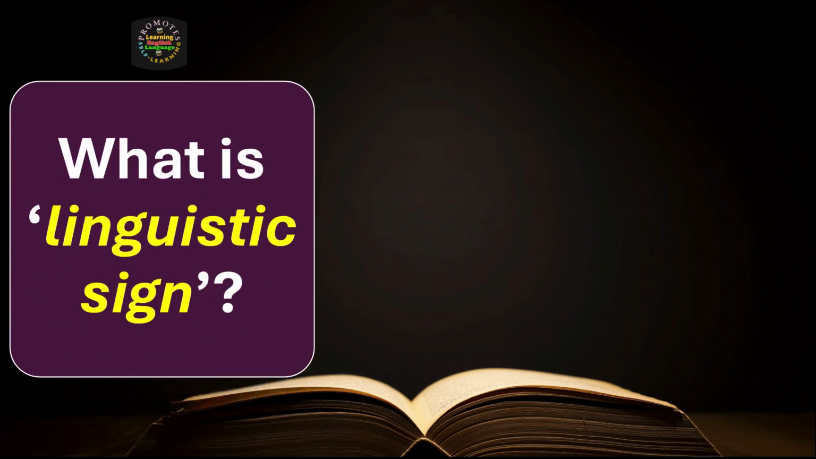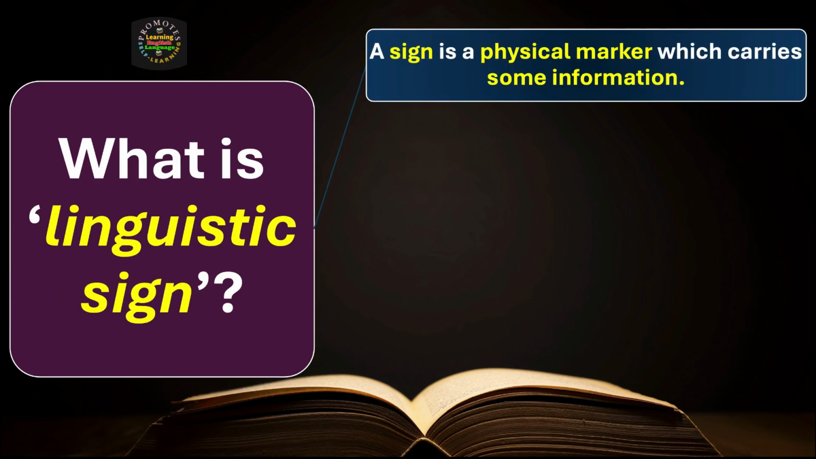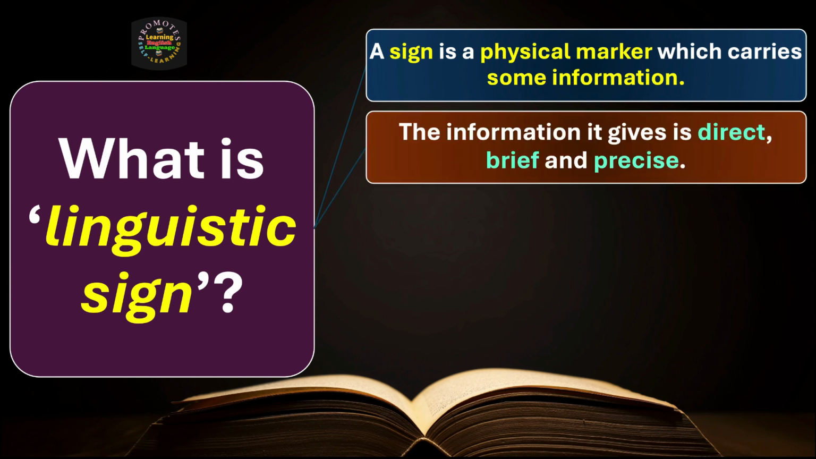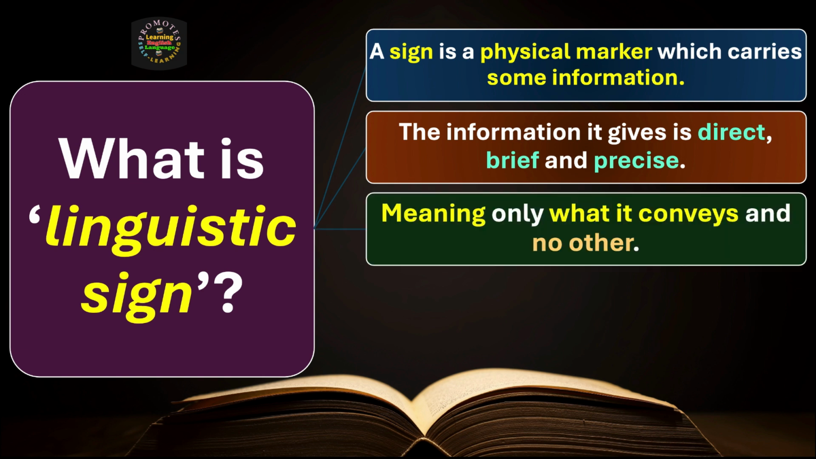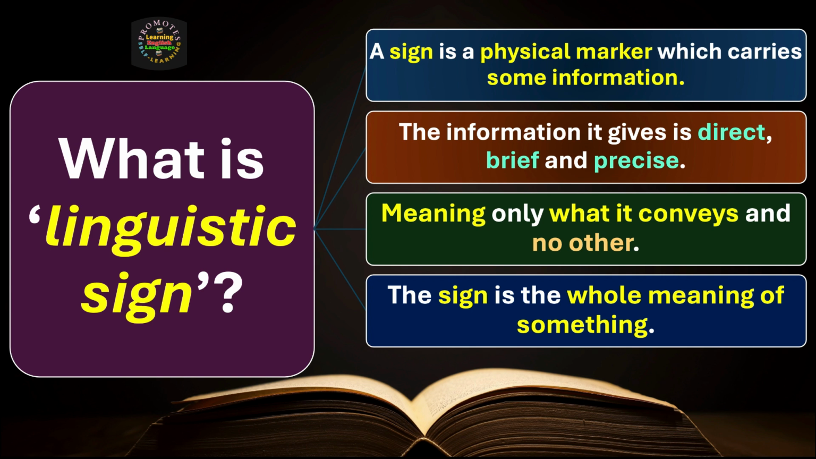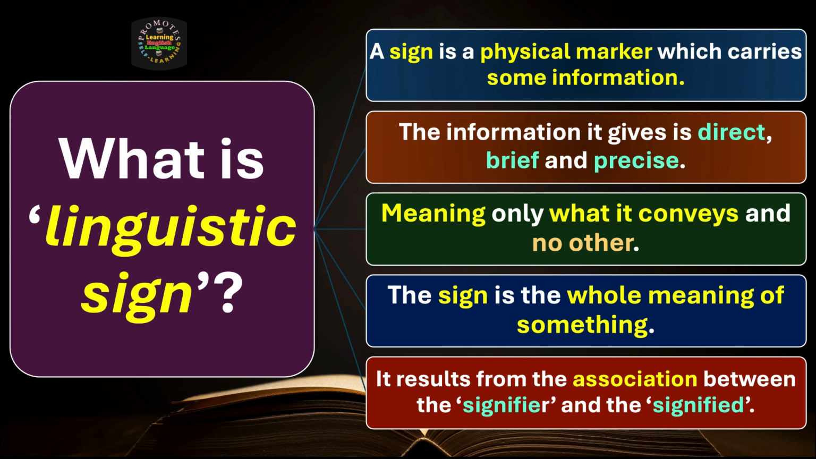What is a linguistic sign? A sign is a physical marker which carries some information. The information it gives is direct, brief, and precise, meaning only what it conveys and no other. The sign is the whole meaning of something, the whole idea of something, the whole concept of something. It results from the association between the signifier and the signified.